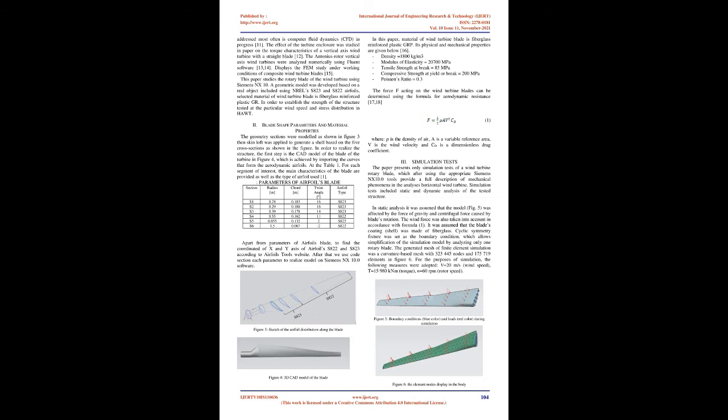In this paper, the material of the wind turbine blade is fiberglass reinforced plastic, GRP. Its physical and mechanical properties are given below. Density equals 1800 kg/m3. Modulus of elasticity equals 20,700 MPa. Tensile strength at break equals 85 MPa. Compressive strength at yield or break equals 200 MPa. Poisson's ratio equals 0.3.